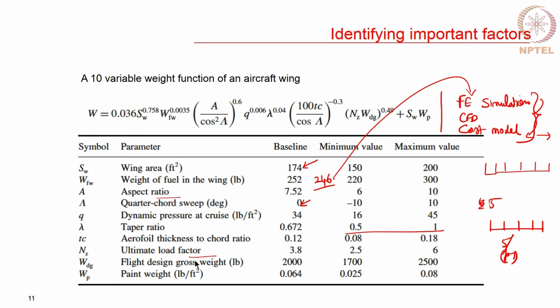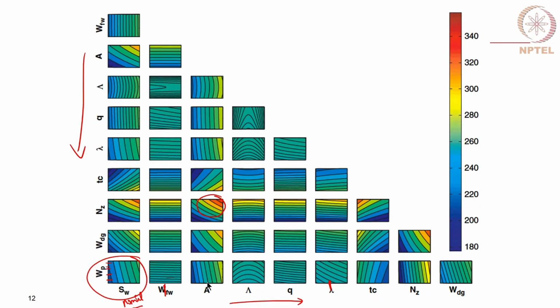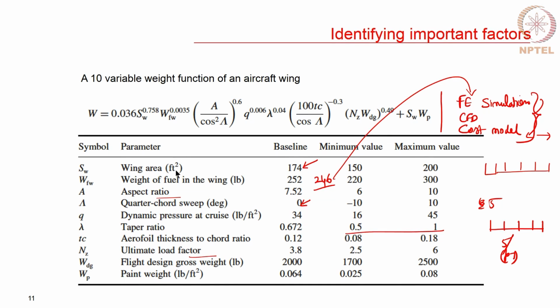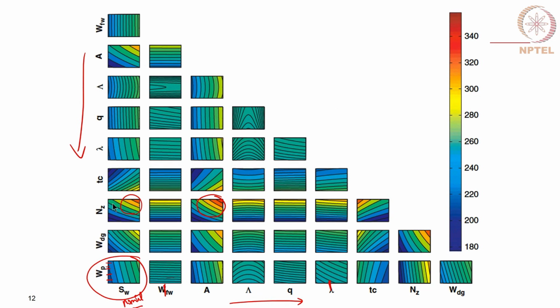What it says is, if you go right on your A, on your aspect ratio, and keep increasing that, you are also increasing your NZ. So, you do not want to keep increasing that. That is one way. The other thing is, this NZ is with SW, which is nothing but your wing area, and you can see that the wing area is also related to your aspect ratio. So, the point is, these kinds of graphs can give you some idea.